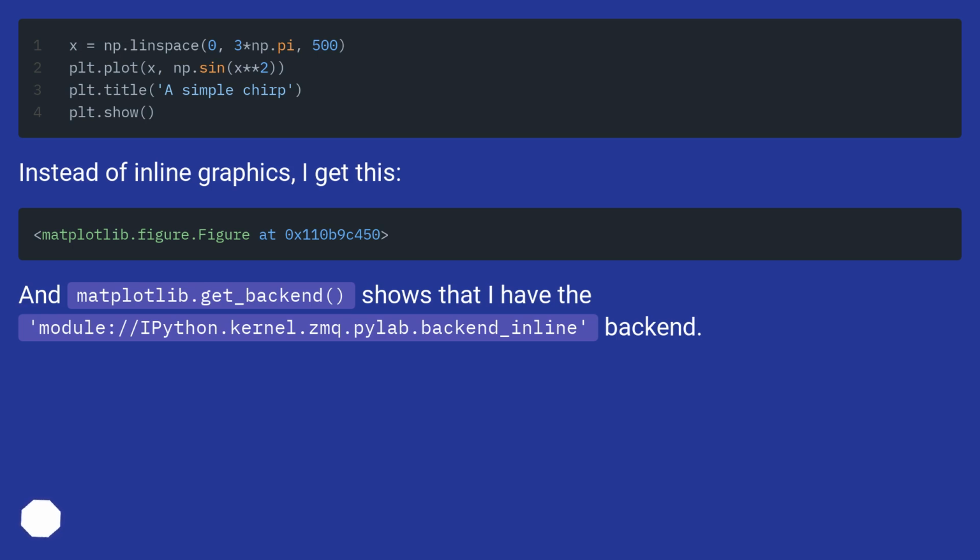Instead of inline graphics, I get this. And matplotlib.get_backend shows that I have the module://ipython.kernel.zmq.pylab.backend_inline backend.